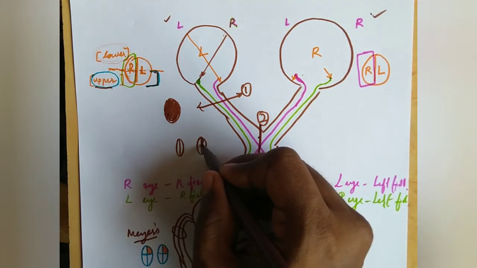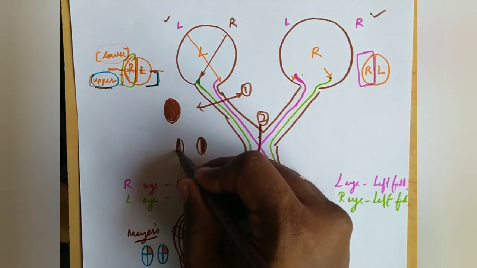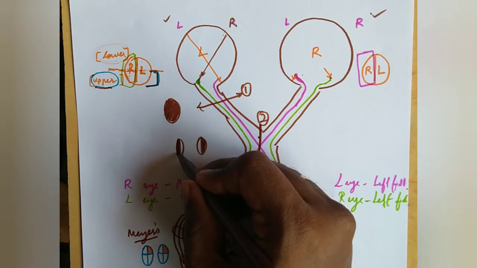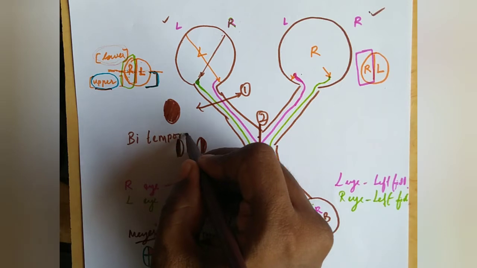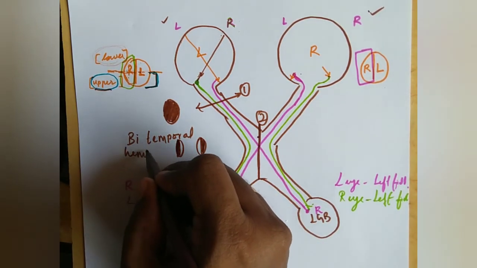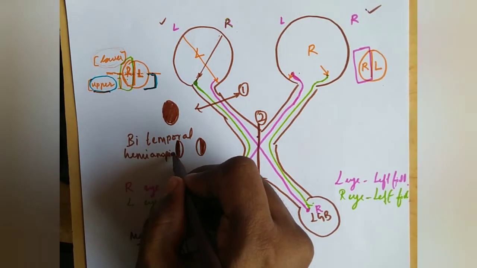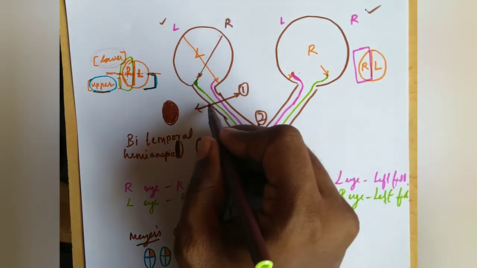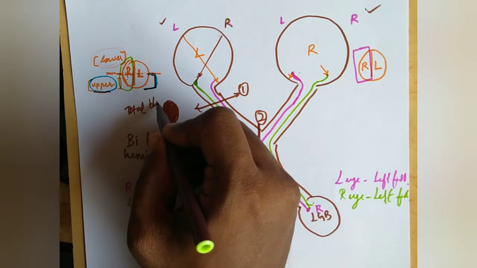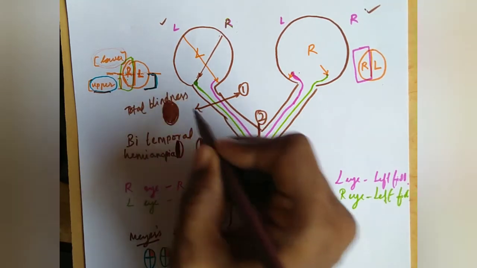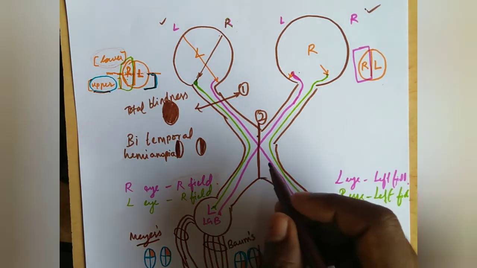Okay, this is the temporal region of this eye, and this is the temporal region of this eye. So this is actually causing bitemporal hemianopia. So this number 1, here it is causing total blindness of one eye. Okay, now we'll come to number 3.